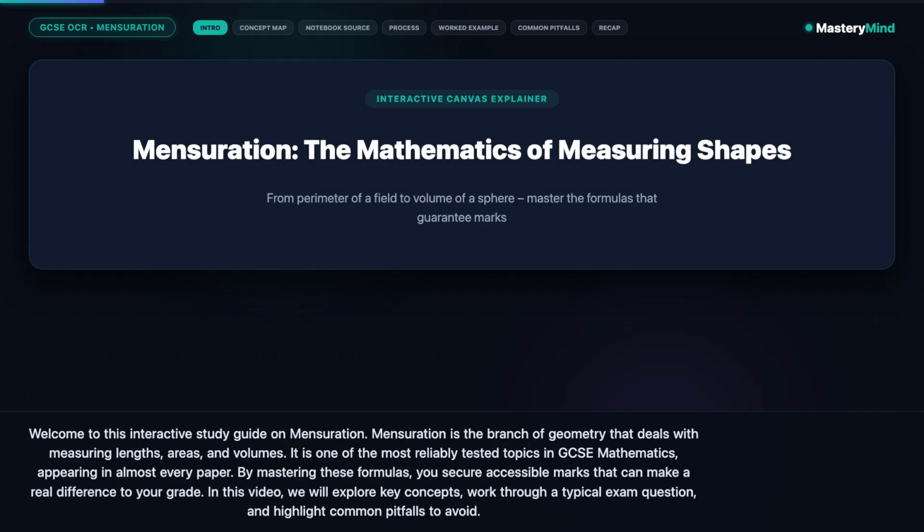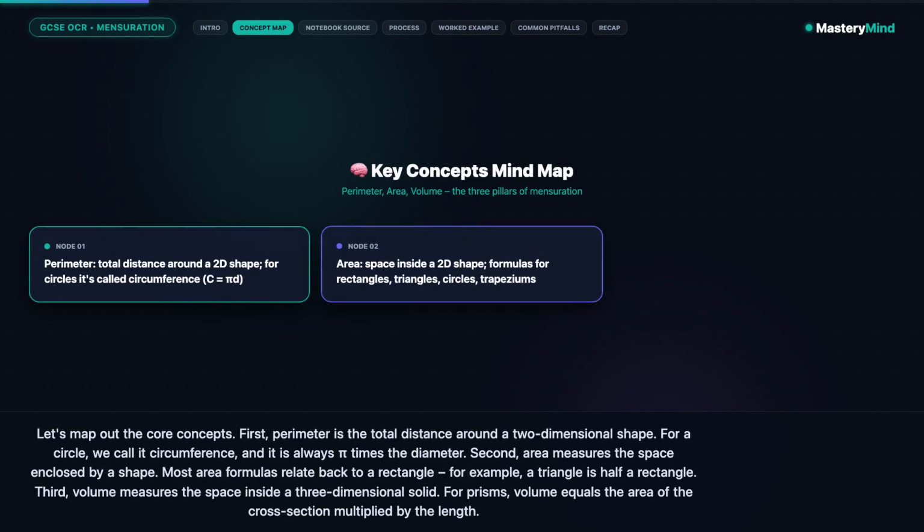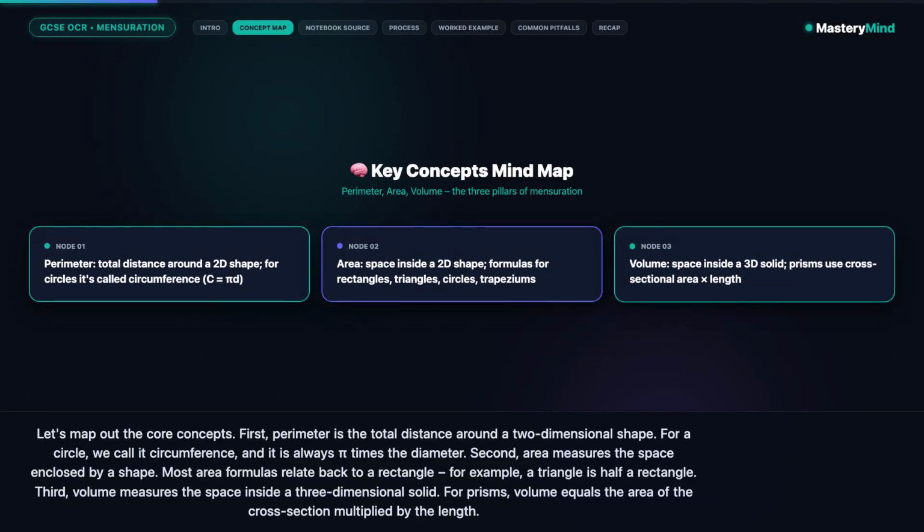In this video, we will explore key concepts, work through a typical exam question, and highlight common pitfalls to avoid. Let's map out the core concepts. First, perimeter is the total distance around a two-dimensional shape. For a circle, we call it circumference, and it is always pi times the diameter.